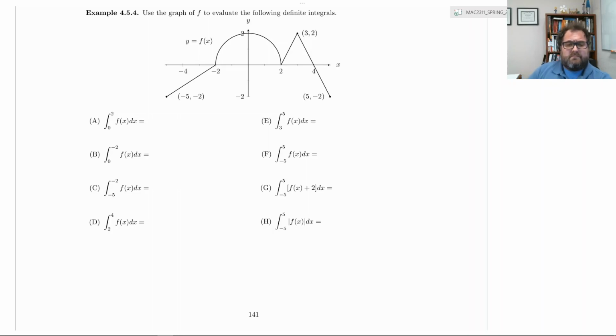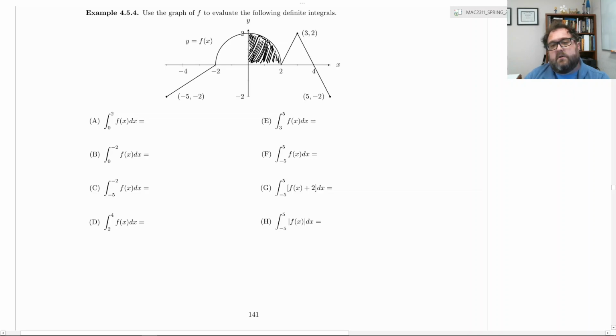Okay. So let's see. The definite integral from 0 to 2. Since we have a picture to go off of, geometry is the way to go here. So 0 to 2 is what? Well, 0 to 2 is a quarter circle. Okay, 0 to 2 is a quarter circle, so I'll just shade it here.